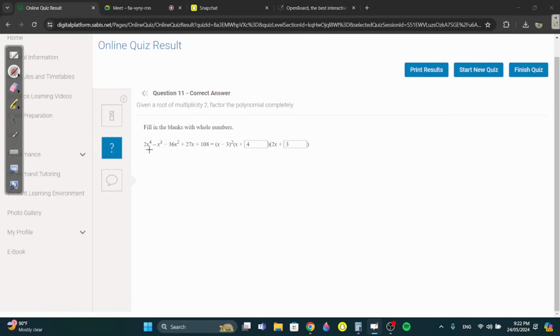Okay, 2x to the power 4 minus x cubed minus 3x squared plus 27x plus 108 equals, okay? They didn't ask you to divide, they're equal. Okay, x minus 3 squared, x plus 4, 2x plus 3.